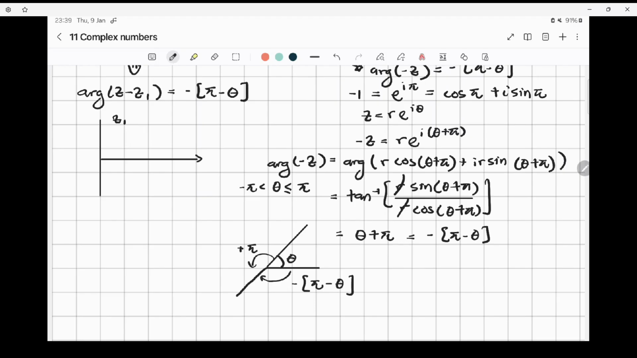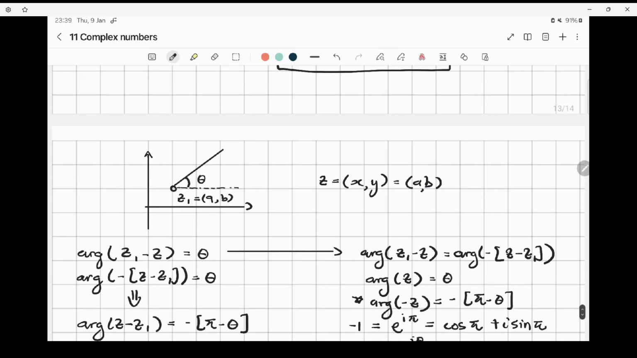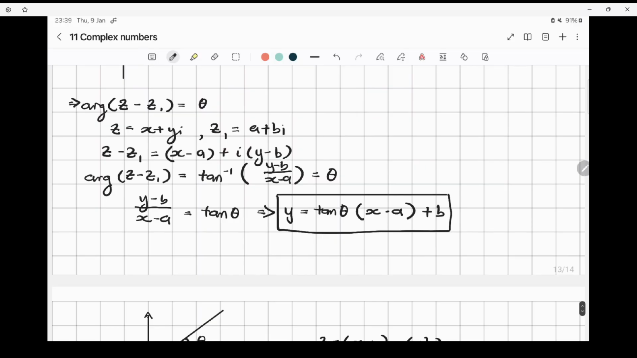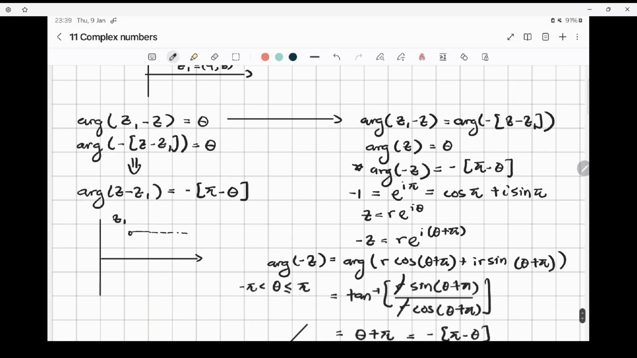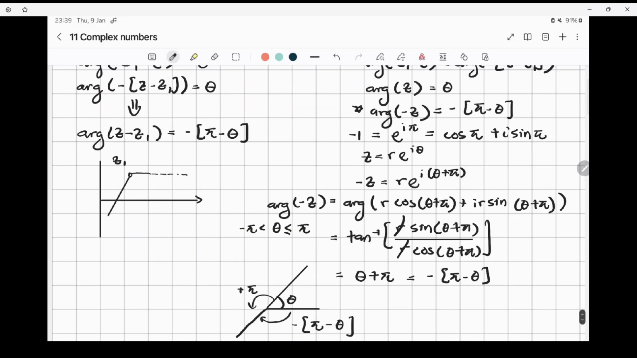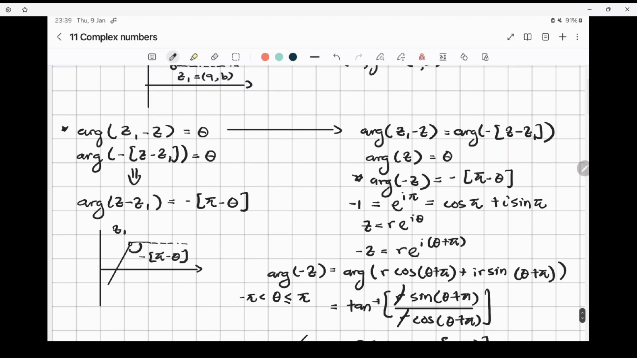Sorry. Of course, you still can't include the endpoint. So if the argument of z minus z1 equals theta, you point up. So then this time you point down. So what would be the angle? The angle would be minus pi minus theta. So that's how you figure out what is the locus for this particular set of equation. So later on we will look at some examples.